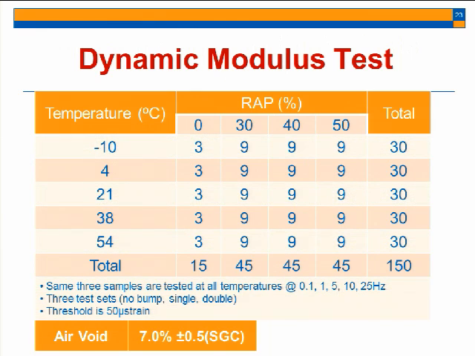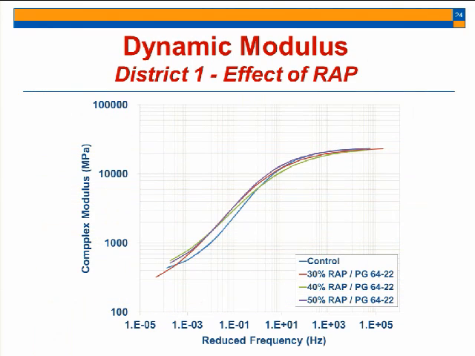So then we went ahead and did dynamic modulus test on all these mixtures. We had 8 mixtures. This is the experimental matrix for 4 mixtures only, I mean for District 1 only, and we compacted our samples to 7% air voids, gyratory, the uncut and uncoated samples. This is the master curve for District 1.